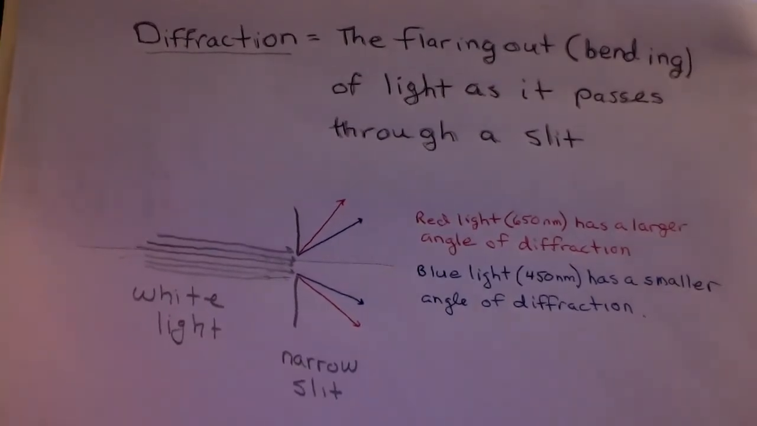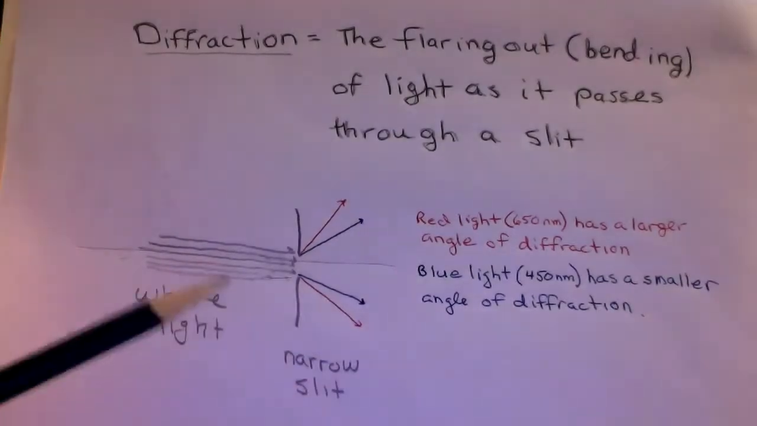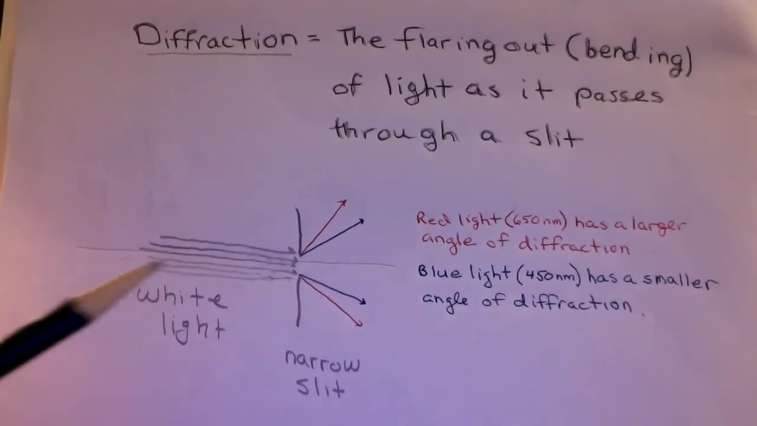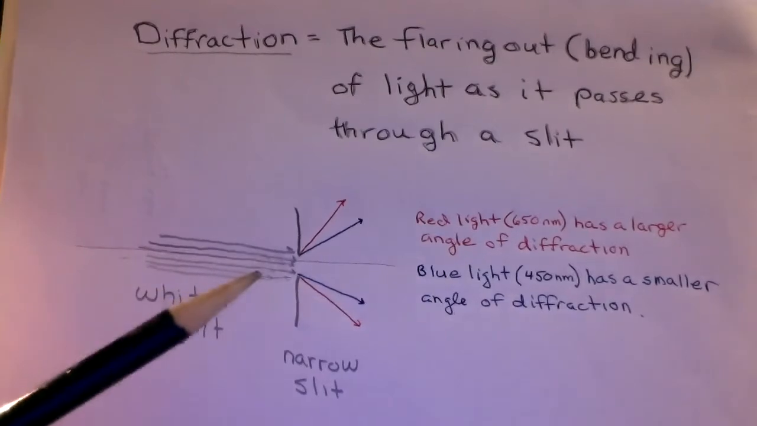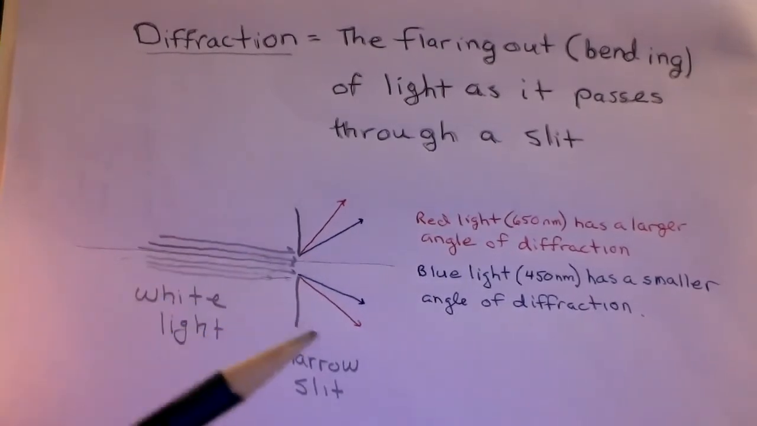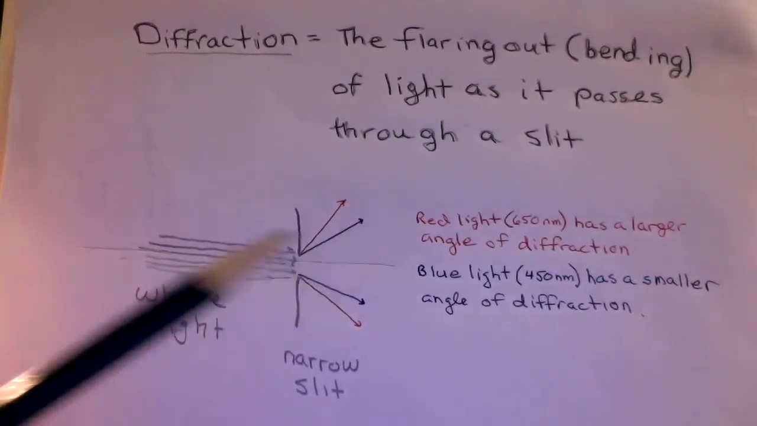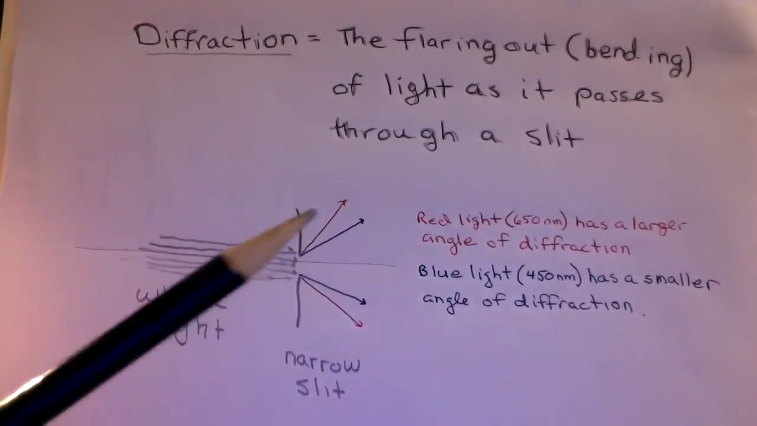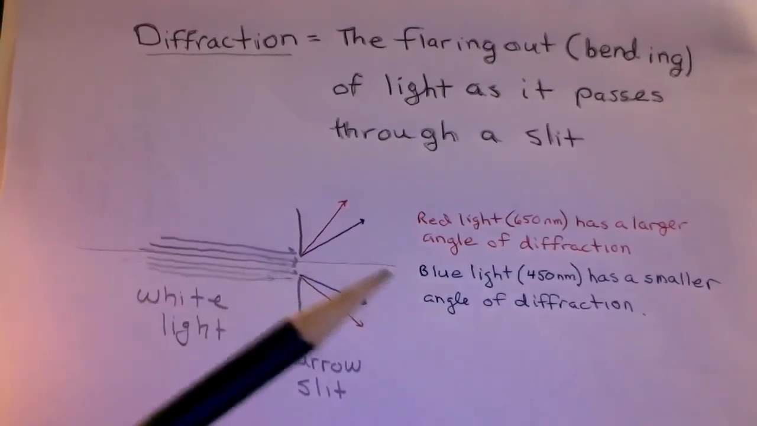So what we're showing here is illustrating this idea of diffraction. Let's say that this is a beam of white light with all the different colors of light, red, blue, green, yellow, and it's heading towards this very narrow slit. As it passes through that slit, the different colors are going to be angled out, flared out, bent out at different angles. And notice that the red light, with its longer wavelength, has a larger angle of diffraction, a larger angle of being flared out, relative to this straight line here.